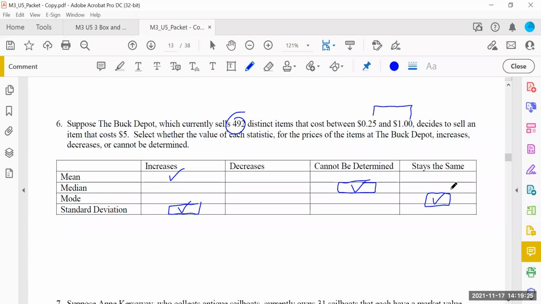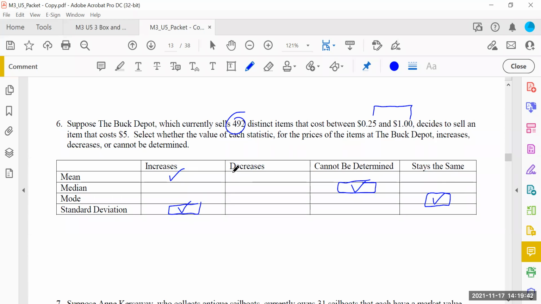Literally, you could just remember: median can't be determined. Mode stays the same. Standard deviation goes up. The only thing you have to figure out is if the mean goes up, does it increase or does it decrease? That's really the only one that has an option.